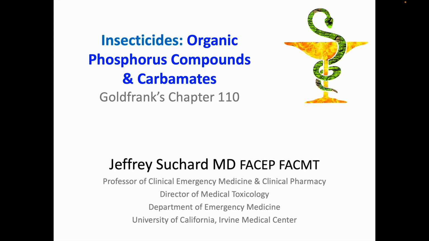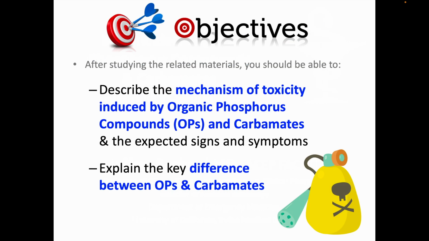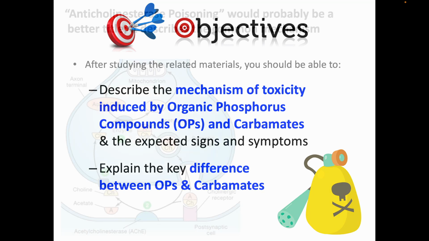Time for another entry in this series of clinical toxicology video discussions. This one is about anticholinesterase insecticides, organic phosphorus compounds, and carbamates, corresponding to Goldfrank's chapter 110. The learning objectives for this session are that you'll be able to describe the mechanism of toxicity induced by these compounds and the expected clinical signs and symptoms they produce, and, while they are quite similar, to explain the key difference between organic phosphorus compounds and the carbamates.